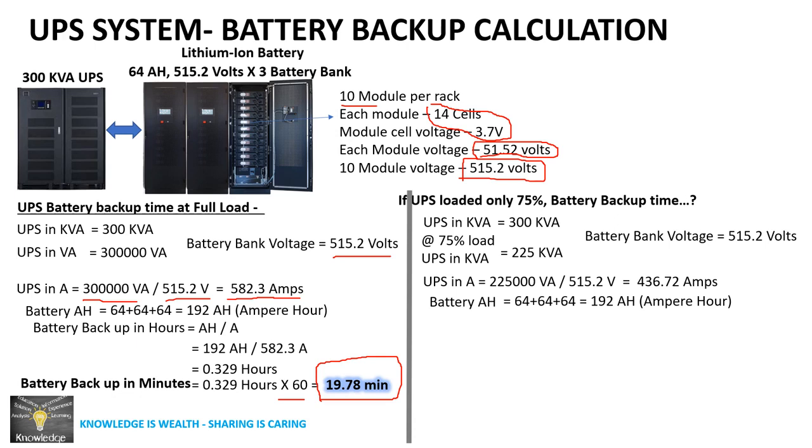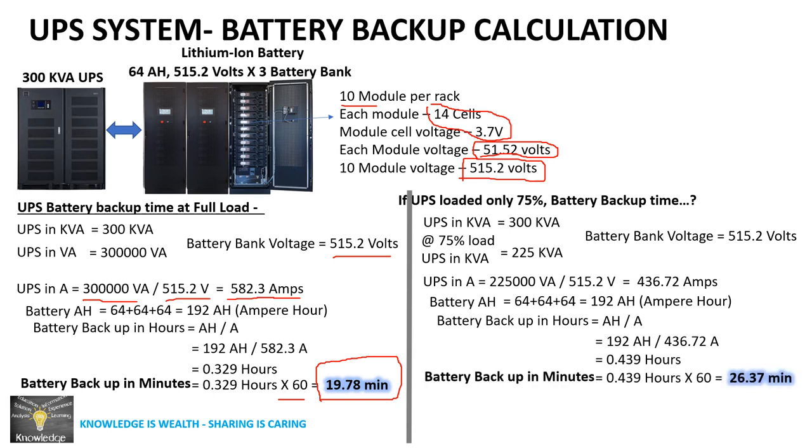Now we know 3 battery banks are connected in parallel, so 64 into 3 is 192 ampere hour. For the backup calculation, 192 ampere hour divided by 436.72 amperes is around 0.439 hours. If you want it in minutes, multiply with 60, so it is 26.37 minutes. So a 300 kVA UPS working at 75% load, connected with a 64 Ah, 515.2 volts, 3 battery bank, will give you around 26.37 minutes battery backup.